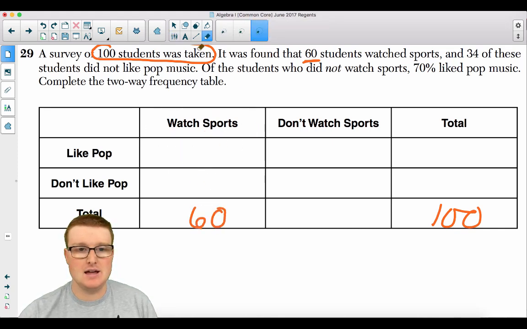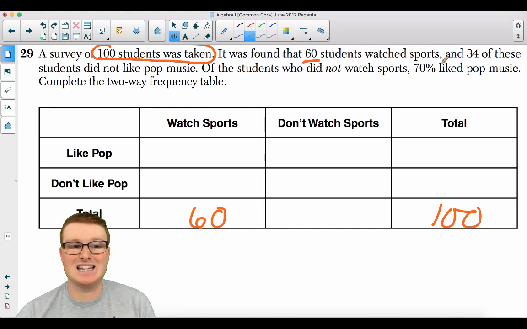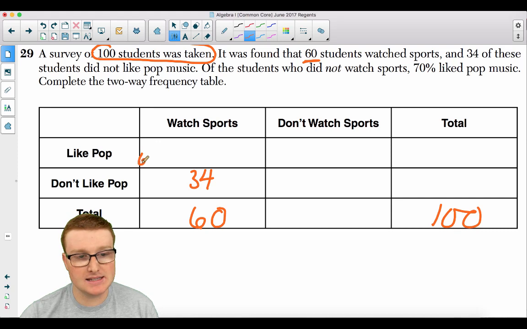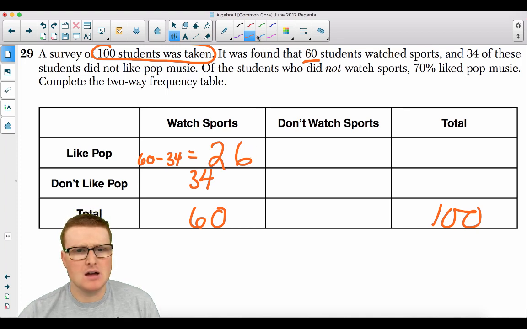Then it said 34 of these students did not like pop music. So of the students who watched sports, 34 of them did not like pop music. Now let's find out what are the students that liked pop music in this column? In order to get this, you just take 60 minus the 34. You get an answer of 26 students. Making sense so far?